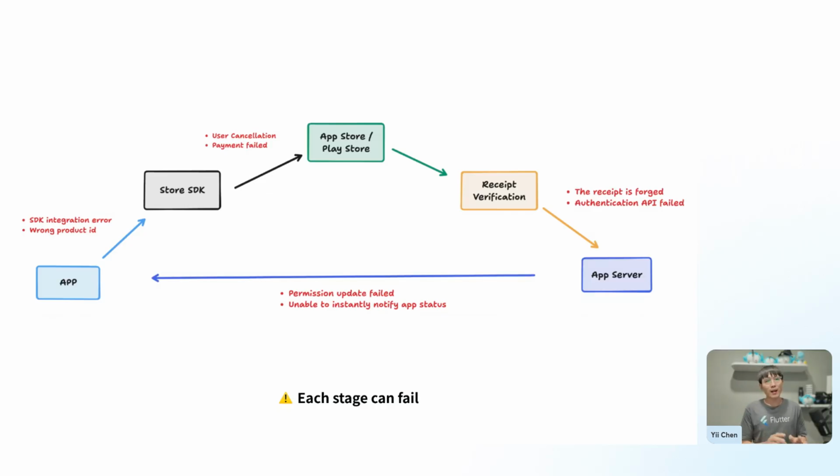Every stage of the IAP flow can go wrong. On the app side, you might run into SDK integration issues. On the store side, payment can fail and get stuck. And on the backend, you need to handle receipt validation and make sure the user status stays in sync. These are all critical points that require careful handling if you are building your own IAP system.